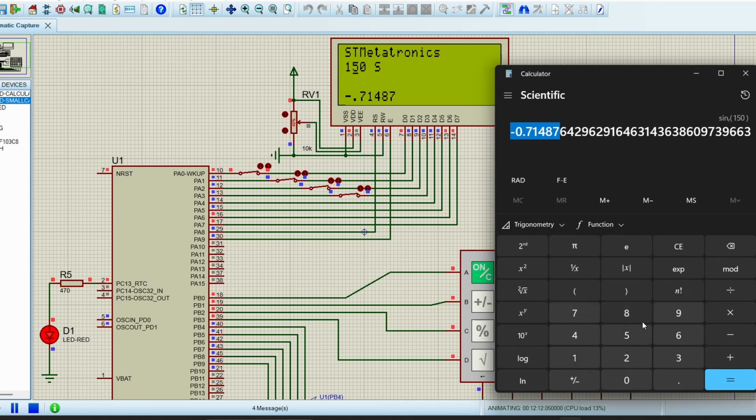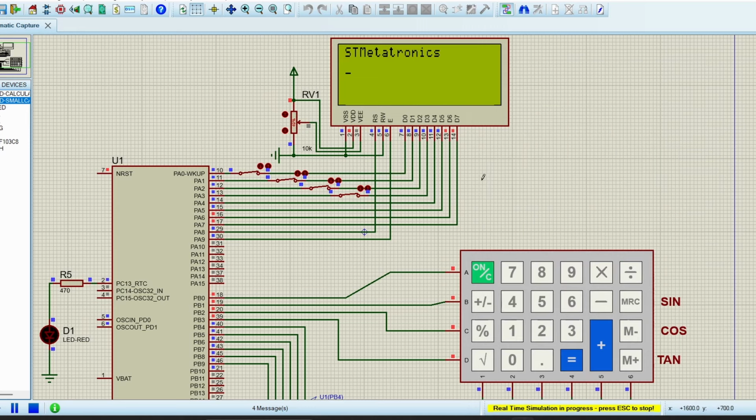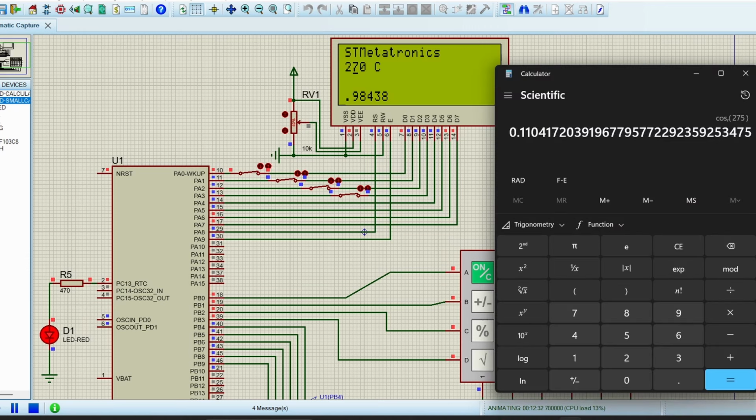Now we'll do cos of 275. We should get 0.11041, but we are getting 0.89438. So I guess this is something different. The cos functionality is giving an error. We'll look into why it is giving an error.